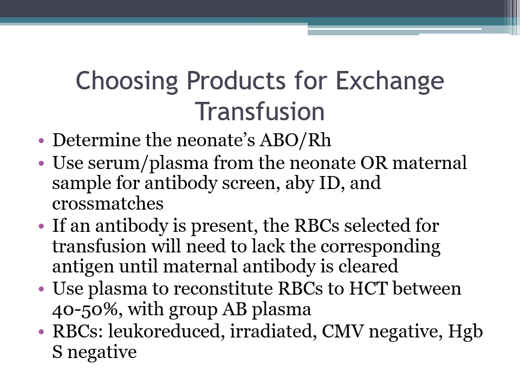We're going to use plasma to reconstitute the RBCs to a hematocrit between 40 and 50% with group AB plasma. Why AB plasma? Because it does not have the anti-A and anti-B that normally occurs. For the RBCs, again, we want leukocyte reduced, irradiated, CMV negative, hemoglobin S negative. Anytime I see this order that comes up, I go, this is for a baby.